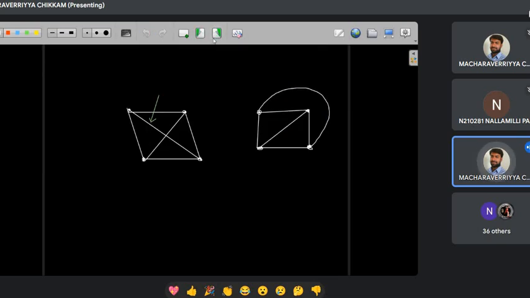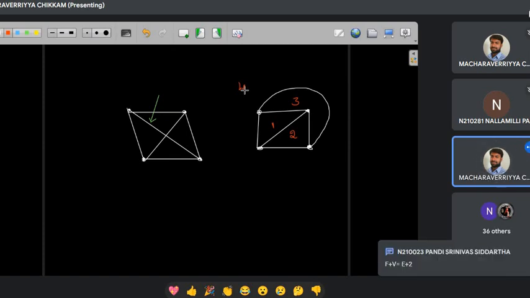First, let us think of some examples. So how about this example? How many regions do we have here? You can say 1, 2, 3, and 4. So this planar graph is dividing the entire plane into 4 different regions.